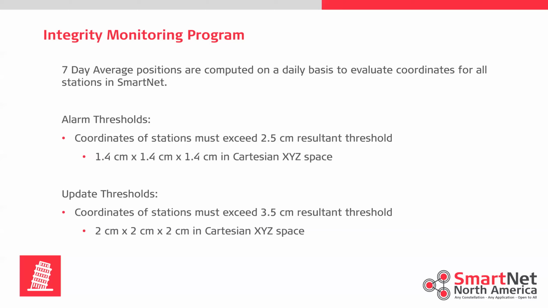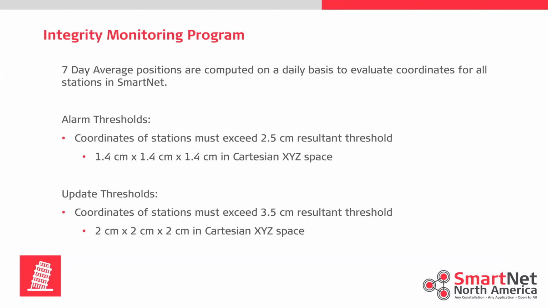We do have alarming thresholds and update thresholds. So from an alarming threshold, if a coordinate exceeds 2.5 centimeters, resultant threshold, and this is in the again Cartesian, and this is in a global reference frame, not in a local NSRS reference frame, we alarm and we alert and we take a look at it to see what's going on with that station. Now, because it's in a global reference frame, which we'll talk about in a second, there's always movement. There's always change in the position of the coordinates because that's always happening over time as the plates move. So we have a little bit looser tolerance on that so that we don't get alarms, but we have a good idea of what's going on.